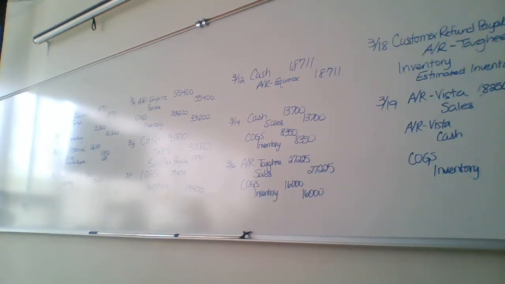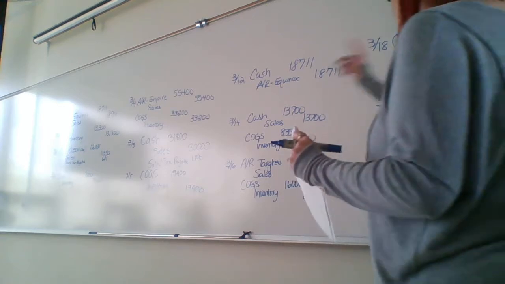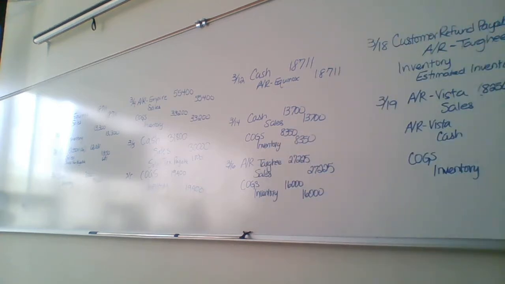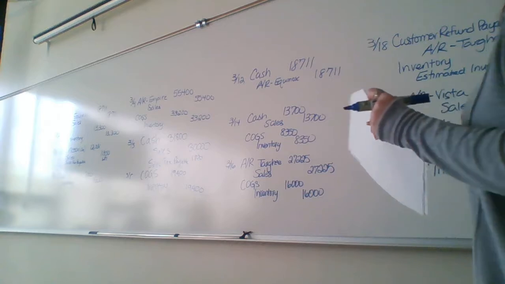On the 26th, we received a check for the amount due from Vista Company from the sale of March 19th. So we look at March 19th, Vista, how much did Vista owe us? Did I miss? I missed Targhee, I'm sorry. On the 26th, so how much does Targhee owe us?